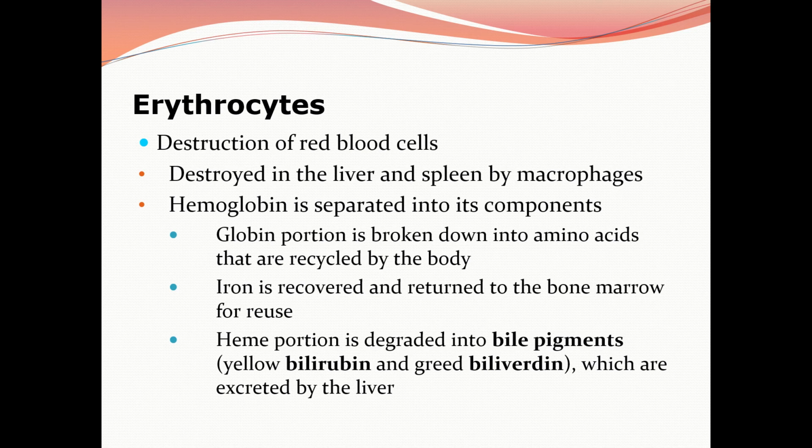The heme portion is degraded into bile pigments, the yellow pigment bilirubin and the green pigment biliverdin. That should say green. And rubin is yellow and verdin is green. And these are both excreted by the liver.